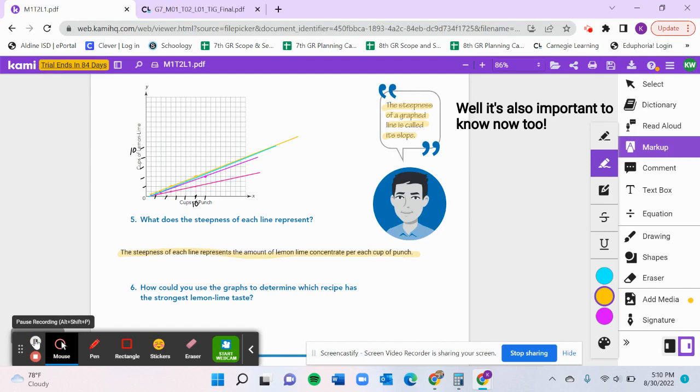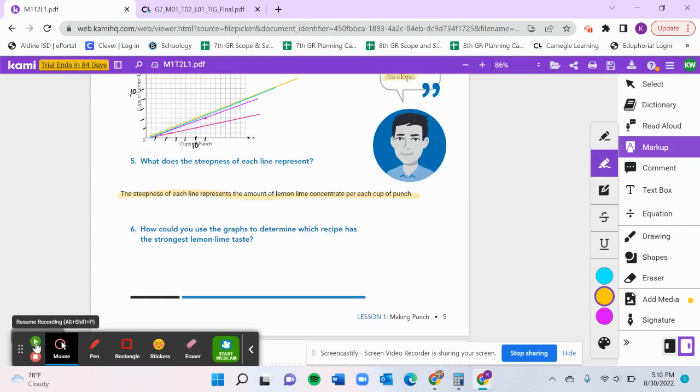But also with question number 5, you can conclude that the steeper the line, the more lemon lime concentrate per cup. Question 6, how could you use the graphs to determine which recipe has the strongest lemon lime tastes? For that, you could have answered by looking for the steepest slope or the steepest line. And that concludes this activity.